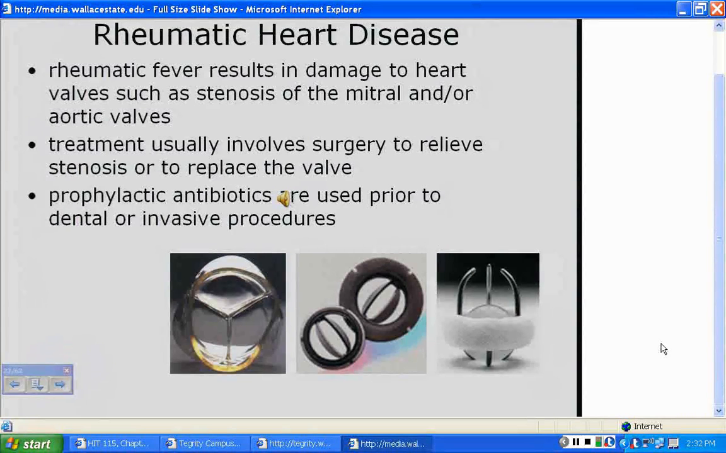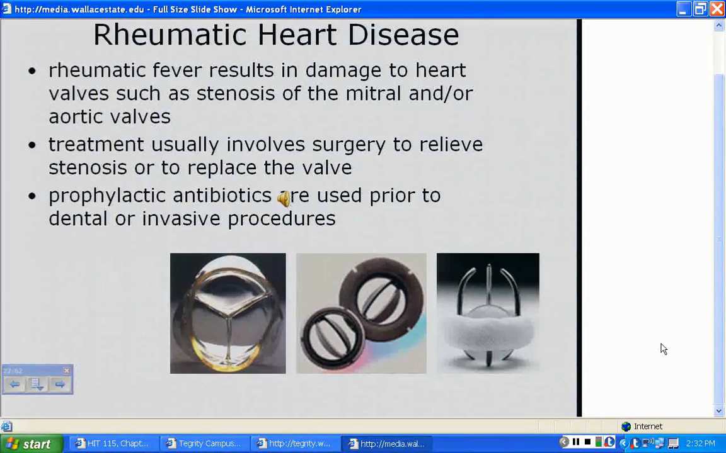When we're talking about damage to heart valves, it's either stenosis or it's an incompetence of the valves. If it's stenosis, the valves are narrow. They're more narrow than they should be. In the incompetence, they're more open than they should be.